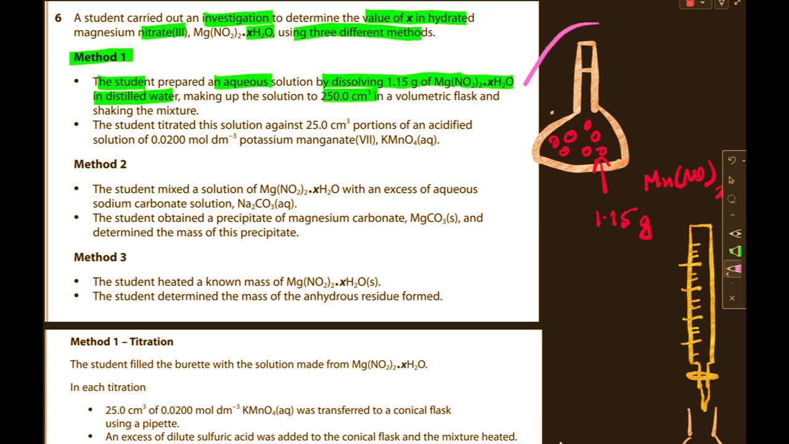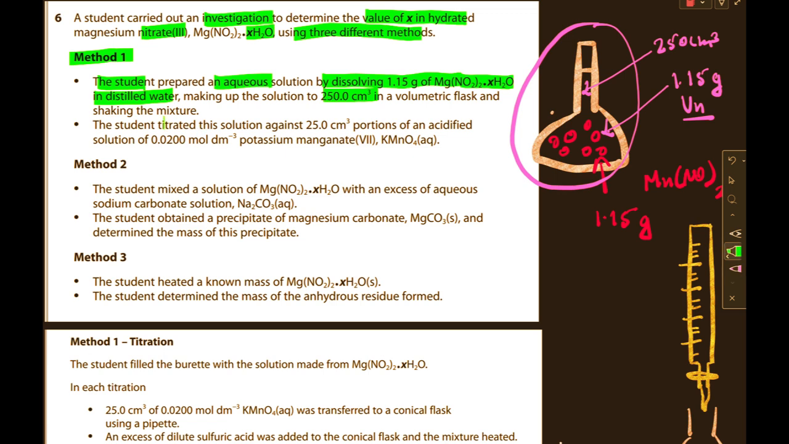As you can see, I have drawn my volumetric flask, and I'm going to annotate this as 1.15 gram of my unknown substance, so UN for unknown, and the volumetric flask volume is 250 cm³ that I have drawn. Now, I shake the mixture. So my unknown is there.